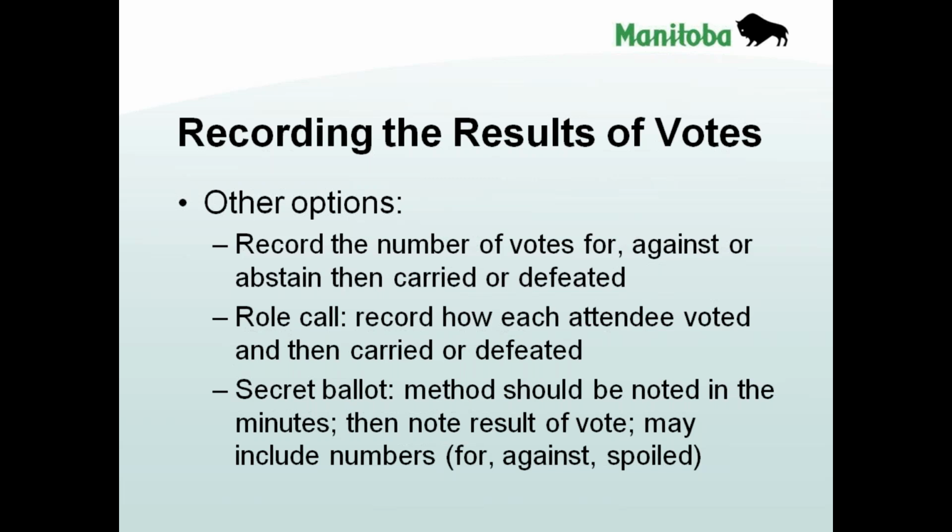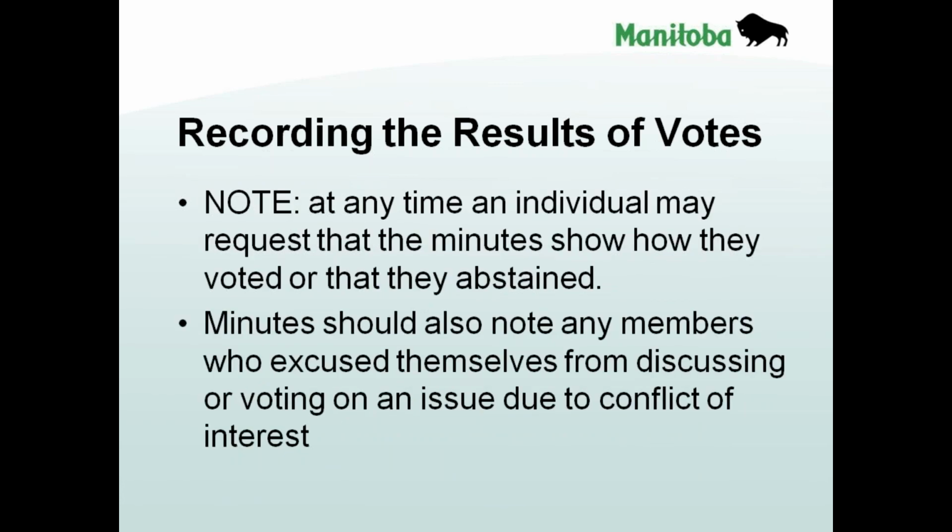Your organization's bylaws may outline how votes are to be handled and noted in the minutes. Please note, if your organization uses secret ballot, there should always be a motion to destroy the ballots. At any time, an individual may request that the minutes show how they voted or that they abstained.